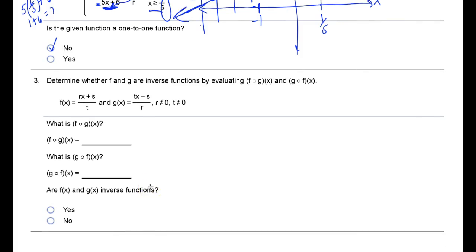Moving on to question number 3. We want to determine whether our functions f and g are inverses of each other by evaluating the composition of f and g and of g and f. Now, what this is talking about is we've looked at graphical ways to determine whether a function is one-to-one, namely the vertical and horizontal line test. We've also talked about the definition of what a one-to-one function is, meaning that we have a special type of function where every x value corresponds to or matches up with a unique y value.